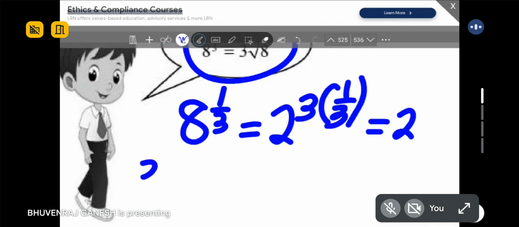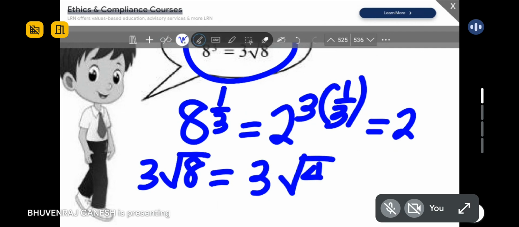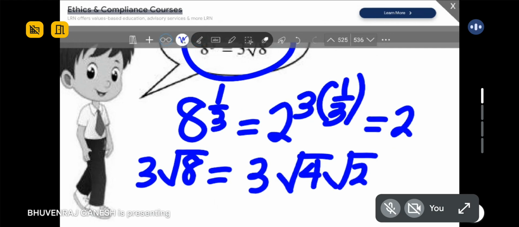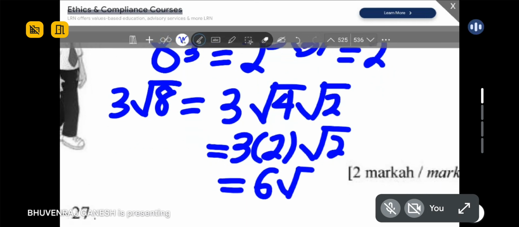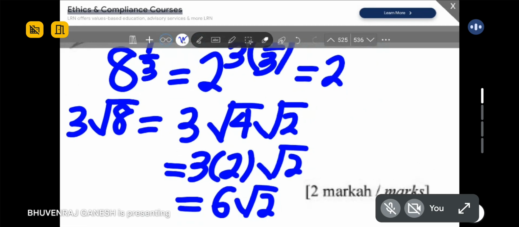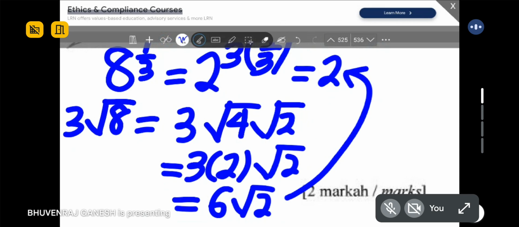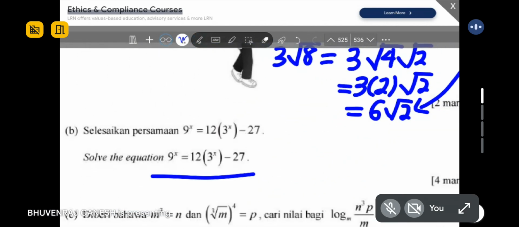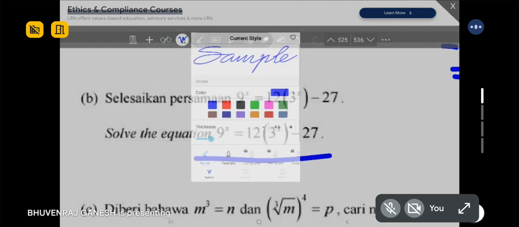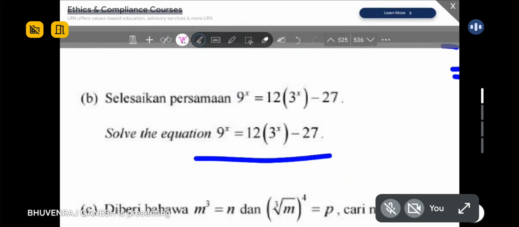And then the next one, 3 sert 8. What is the value? Okay, so for sert 8, you can break it down to become sert 4 times sert 2. Am I right? So you will have 3, sert 4 is 2, sert 2. So your answer is 6 sert 2. Just simplify it, permudahkan. So guys, compare. Are they the same? Yes or no? Sama atau berbeza? Confirm different lah. Okay, berbeza. So that's why this statement is wrong. Tak sama. So you just need to prove like this. That's all. Wow, such a simple question in AdMaths. First time I see that kind of question.